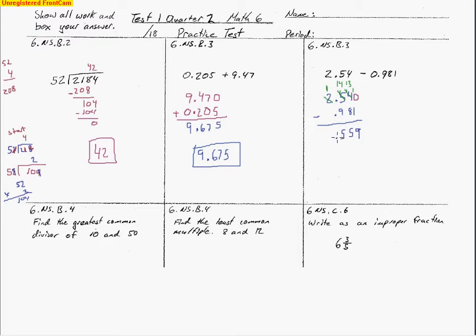Now to bring down that decimal point and bring down the 1. 1 minus 0 is 1. So there's my number. 1 and 559 thousandths is how we read that.